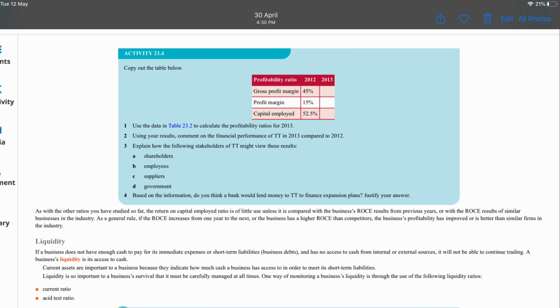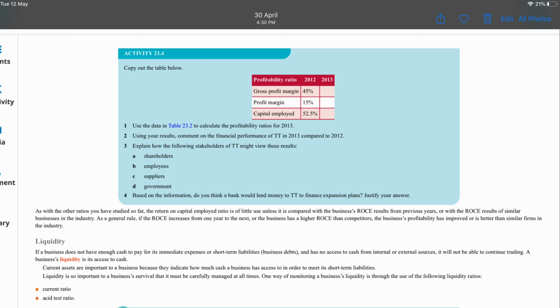Guys, today's live discussion is on activity 23.4. Get your textbook, page 287. Okay, let's discuss. The first one is on performance ratio for 2012 and 2013. So we have to find out for 2013. Let's use the table in 23.2 to calculate the profitability ratio for 2013.